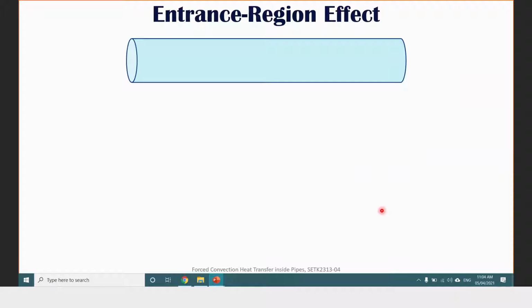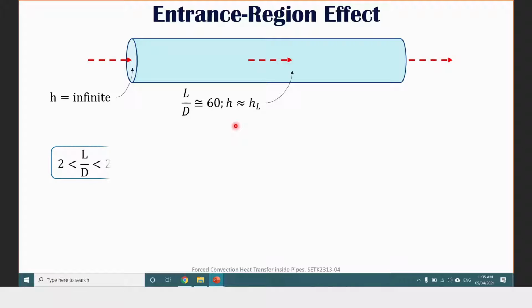Again, we consider the tube just now with fluid flowing in from here to here. Right at the entrance, the heat transfer coefficient is considered to be infinite. However, once the fluid has entered and traveled a little bit inside the pipe, so we will have length over diameter to be around 60, then we can consider the heat transfer coefficient to be hL.